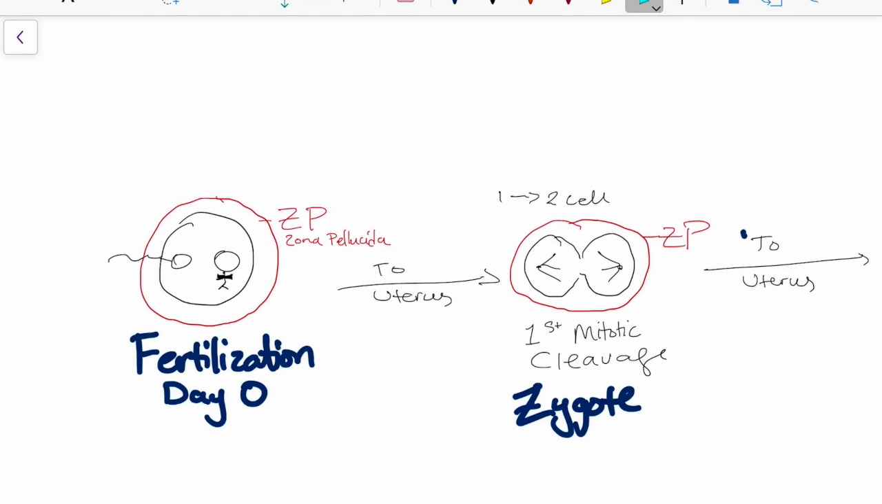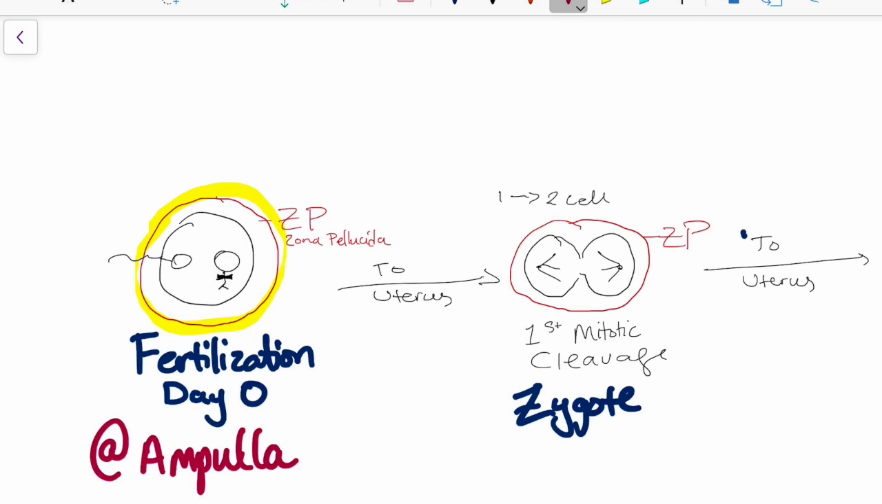So we start with fertilization, which starts at day 0 in the zona pellucida. The zona pellucida is like an outer shell that protects this, and then we keep moving towards the uterus throughout all these stages. Fertilization usually happens at the ampulla of the uterine tube, and then we want to be moving towards the uterus, basically. So we're always going towards the uterus.